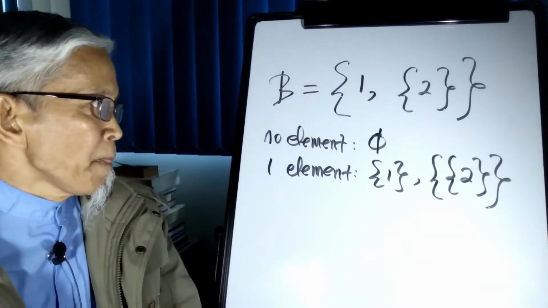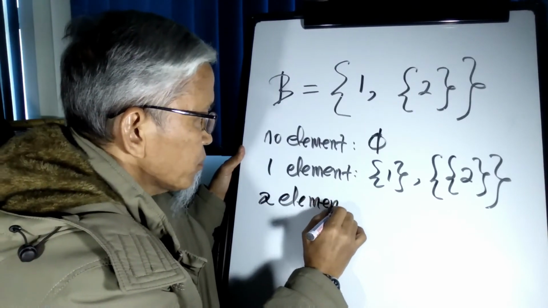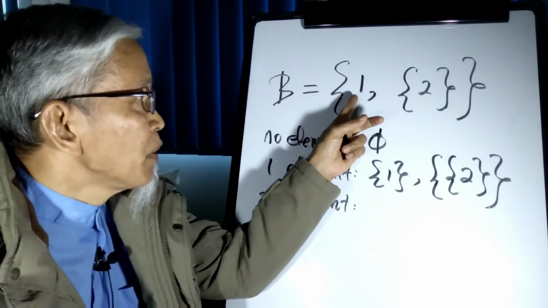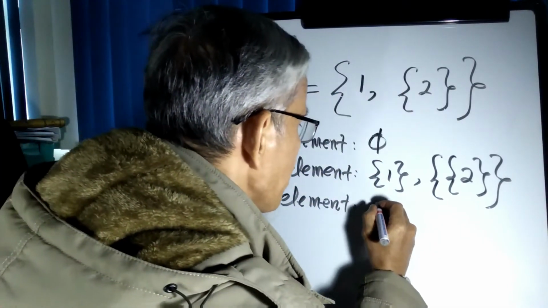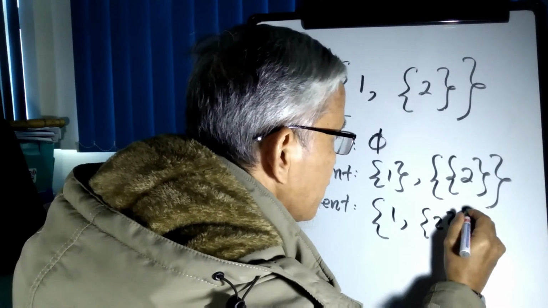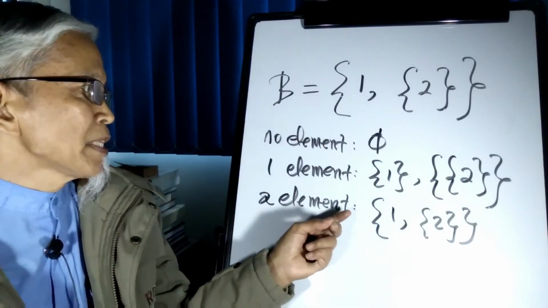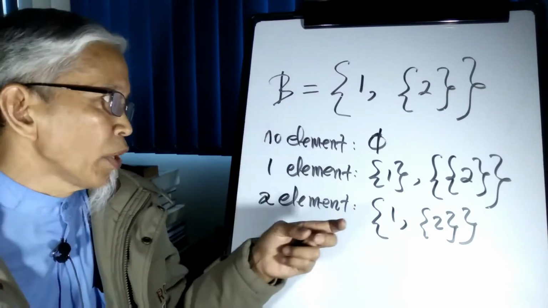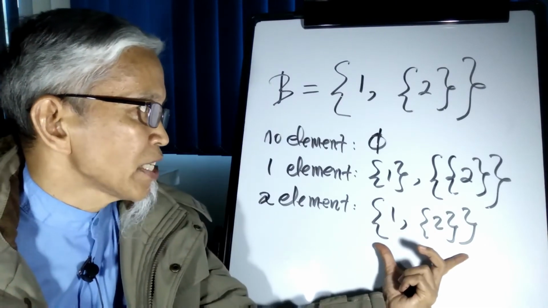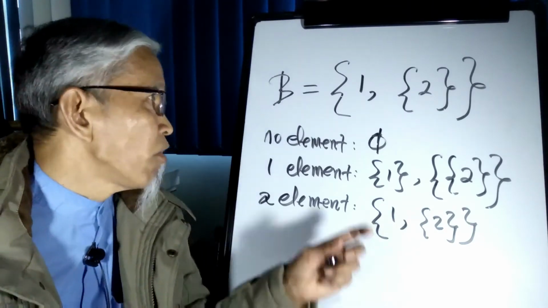Now with two elements, we have the set B itself. 1, and the set containing 2. We have two elements there. That is the set B itself. So these are all the subsets of B. Altogether, 1, 2, 3, 4. We have 4 subsets of B.